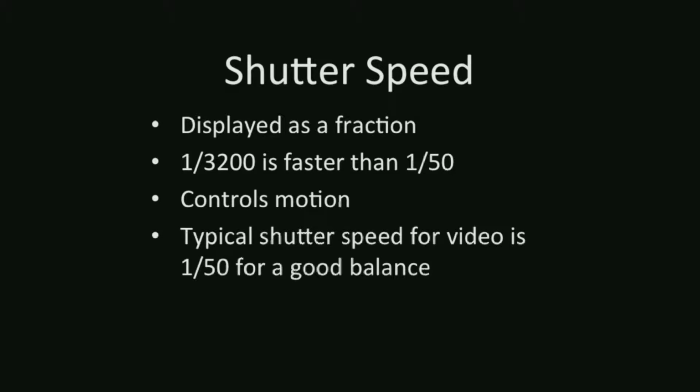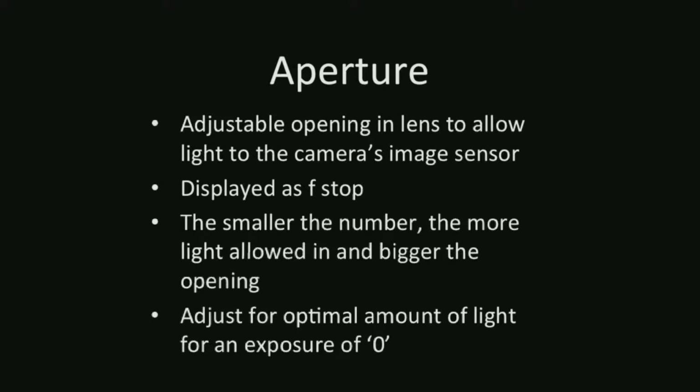Shutter speed is displayed as a fraction. For instance, 1/3200th of a second is faster than 1/50th of a second. Shutter speed controls motion. A typical shutter speed for video is 1/50th of a second, and that will allow you a good balance. Aperture is the adjustable opening in the lens that allows the light to the camera's image sensor. This number is displayed as an f-stop. The smaller the number, the more light allowed in and the bigger the opening. You should adjust the aperture for the optimal amount of light for an exposure on the exposure meter of 0.